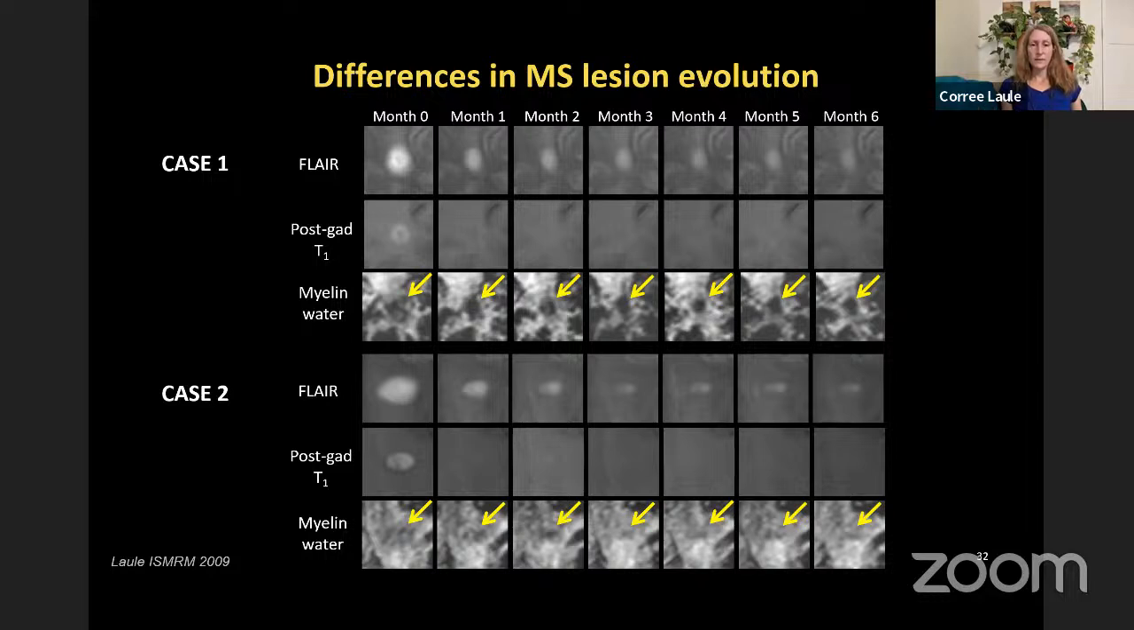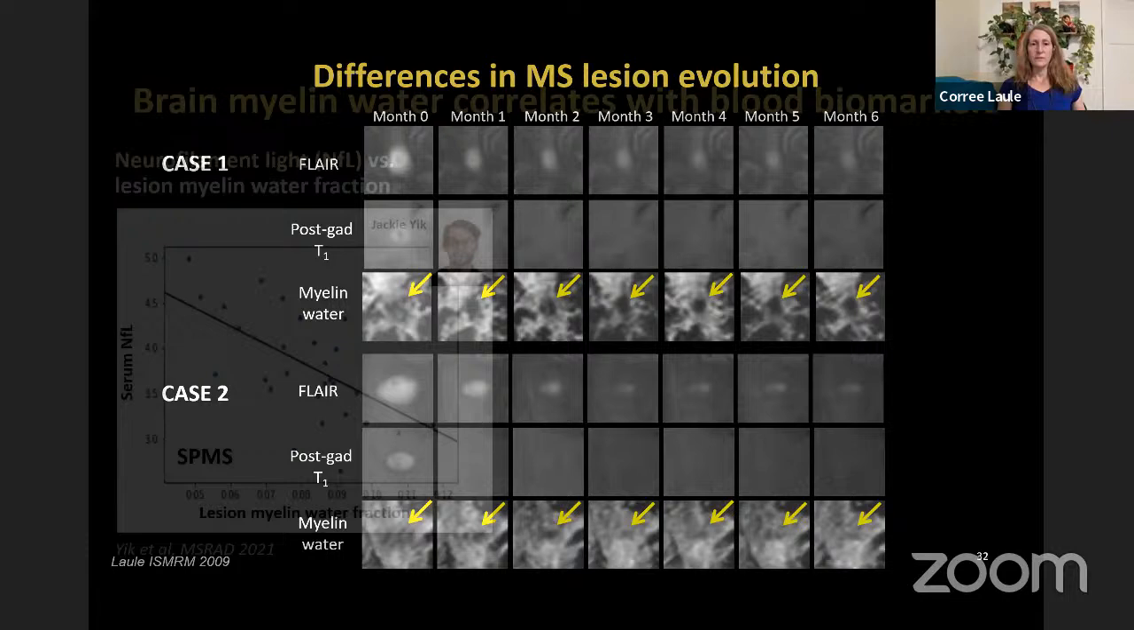And these are both newly diagnosed women with MS in their early 30s. Neither of them are on therapy. And so this is offering additional information that you can't get from the clinical scan.